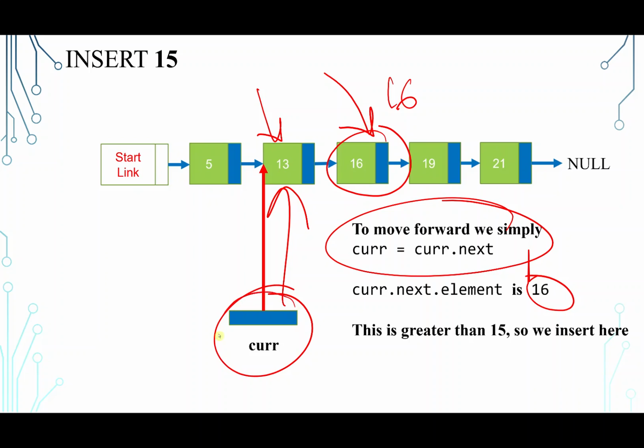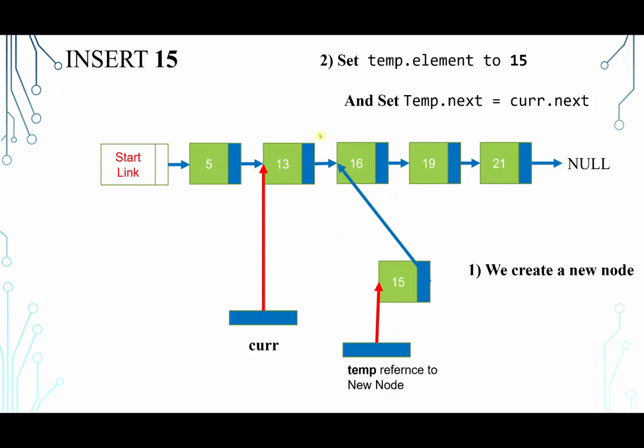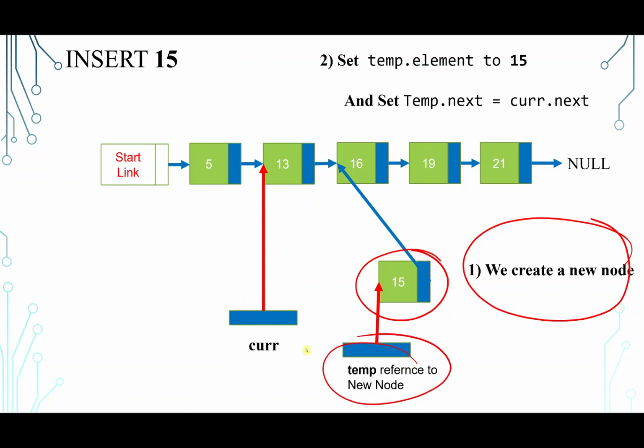So now your pointer is at this one, and you know that this one is having 16. So now you for sure have the knowledge you need to insert the 15 in here. Right? So the way we'll do it is this. One, we create a new node, and we put the value 15 inside that node. So now, temp references the new node. This is our new node, the one we created.